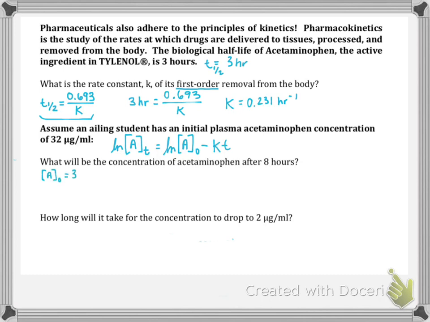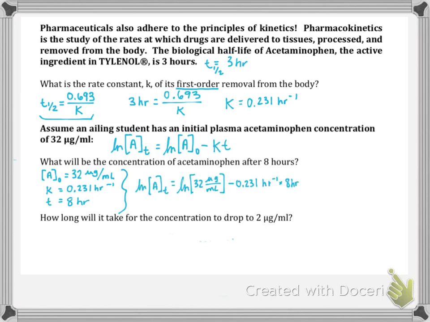So we can organize our information here. A naught is 32 micrograms per mil. k is what we found from the last problem. And our time is 8 hours. So we can plug these values into the equation and solve for At. We end up with an expression like this. We can then go on to simplify the expression and find that the natural log of At is equal to 1.62.